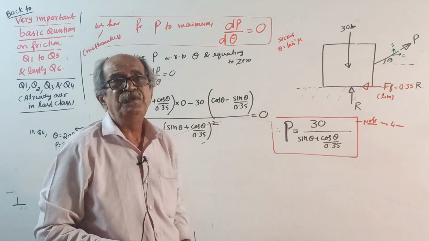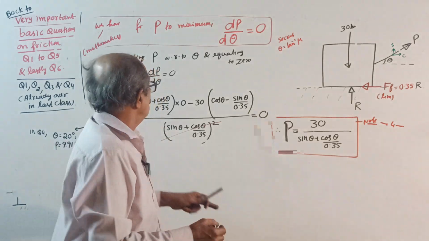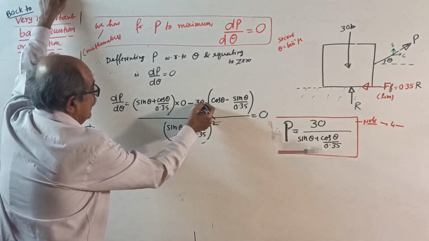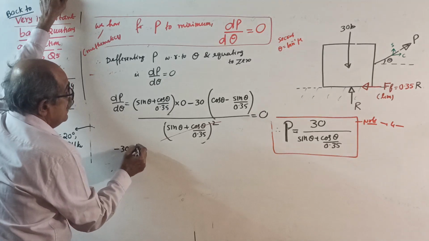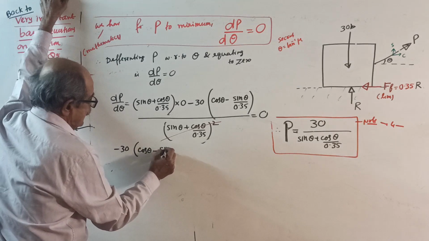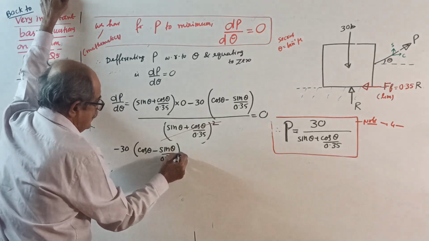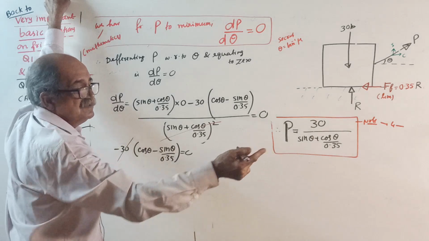Denominator cannot be 0. Or you take that side. Why? If denominator is 0, it becomes infinity. So only possibility is, this is already 0. So you get minus 30 into cos theta minus sin theta divided by 0.35 equal to 0. This is a constant, you can cut the constant, take that side.